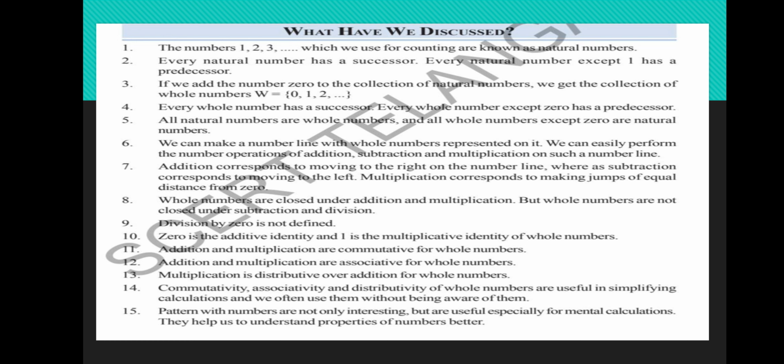Addition corresponds to moving to the right on the number line, while subtraction moves left on the number line. Whole numbers are closed under addition and multiplication, but whole numbers are not closed under subtraction and division.